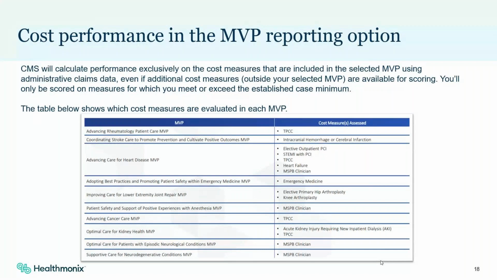Basically, for an MVP, CMS calculates data only on the measures that are included in the MVP that you've chosen. So you could have other measures that would normally be attributed, but you'll be exempt from those if you've chosen a different MVP. So you can see based on the chosen MVP here on the left of this chart, which measures could possibly be attributed. So basically, if you are in the advancing rheumatology MVP, you would not see any measures other than TPCC reflected in your score.